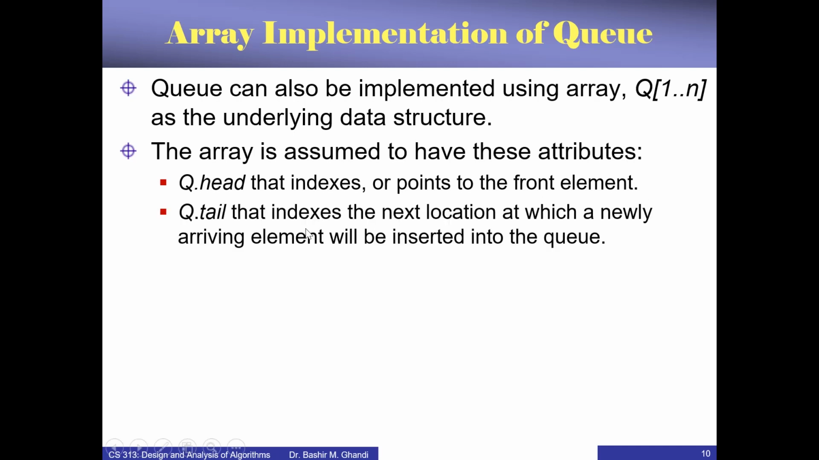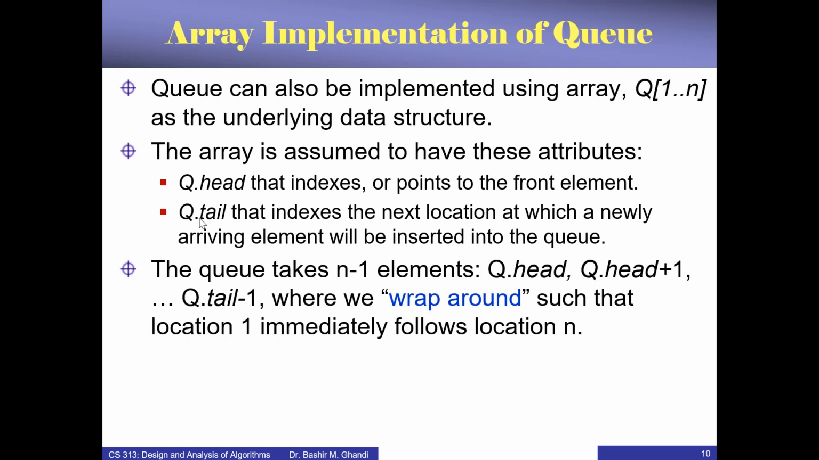in the queue. We also have queue.tail that indexes the location at which a new arriving element will be inserted in the queue. Now you have to be careful here. Queue.tail is not saying the index of the last element in the queue. No. Queue.tail is a free location, the next free location where we can enqueue another element. We shall see a diagram in a moment to show what that means. But queue.head actually is the index of the front element.